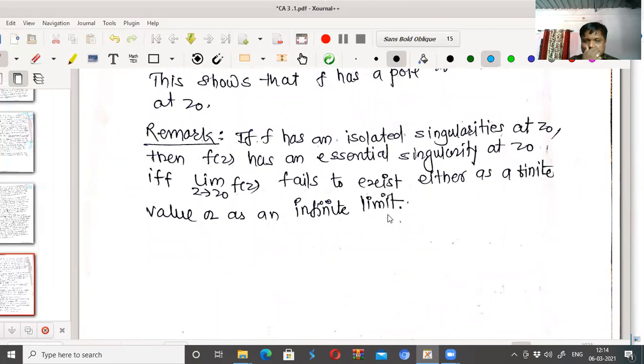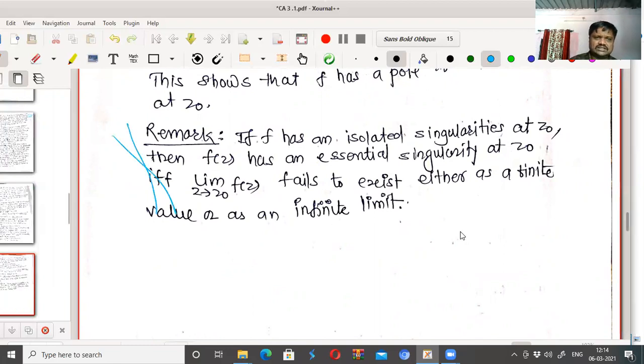One more remark is there. If f has an isolated singularity at z0, then f(z) has an essential singularity at z0. Now, before we go, I will go to this essential singularity. Essential singularity, which is not removable. The singularity which cannot be removed is the essential singularity, isn't it?